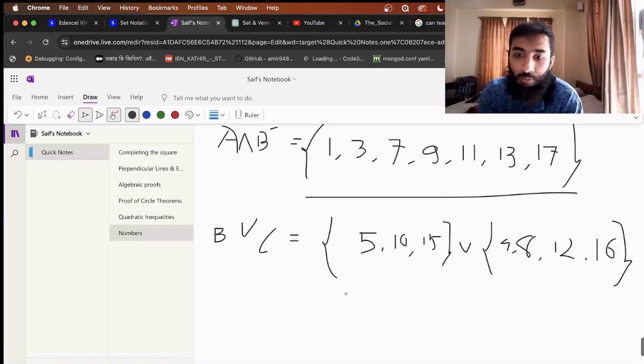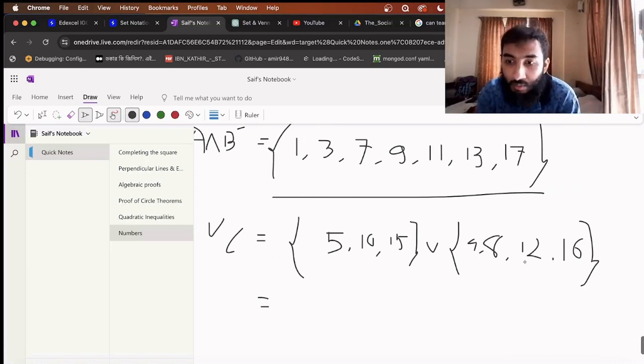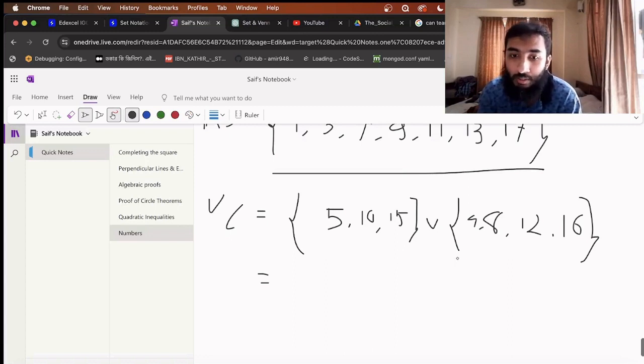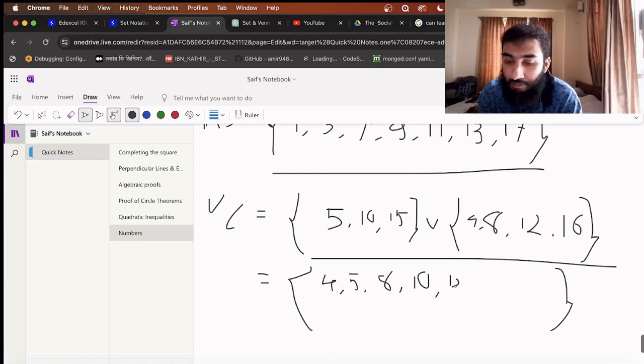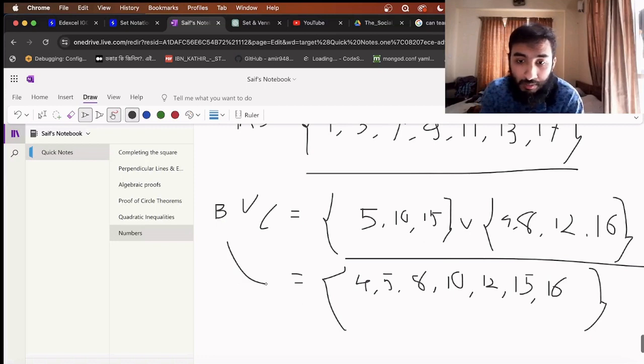A union means both the common and uncommon elements. So what are the common elements between these two sets? There is no common element, only uncommons are available, so all of these elements will go into B union C. So it will have 4, 5, 8, 10, 12, 15 and 16. This is the result of B union C.